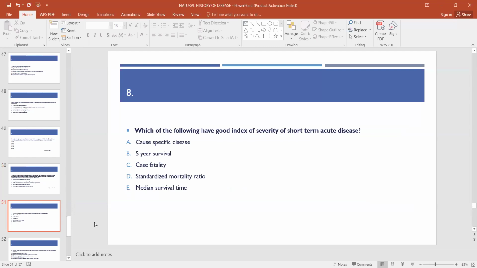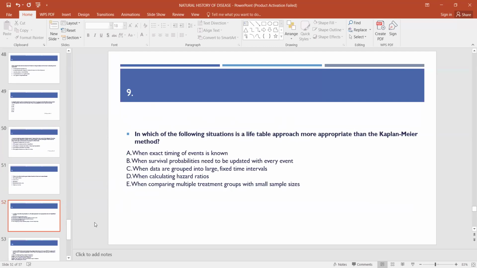E? No, C is the right option. That is case fatality.